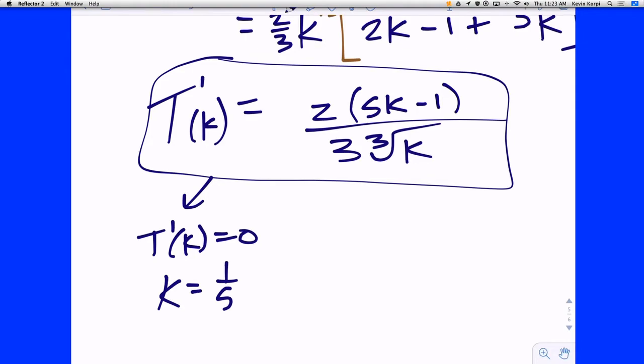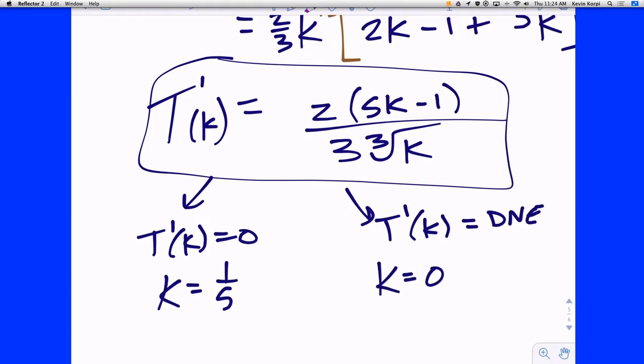Of course, if you want to just say the numerator is equal to 0 and do the algebra involved, that's fine. T prime of k equals DNE. That's when the denominator is 0, and that's when k equals what? 0. Now remember, if you ever get a number for both of those that's the same, do you keep it or throw it out?